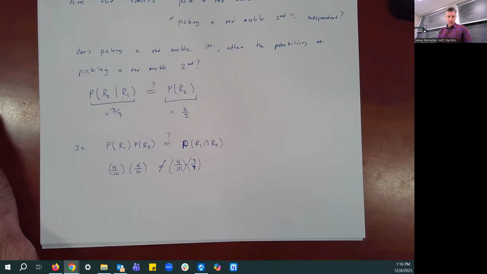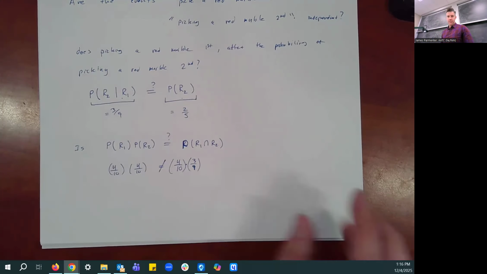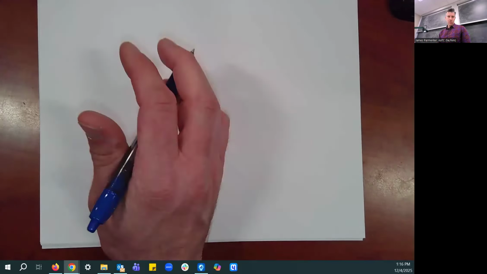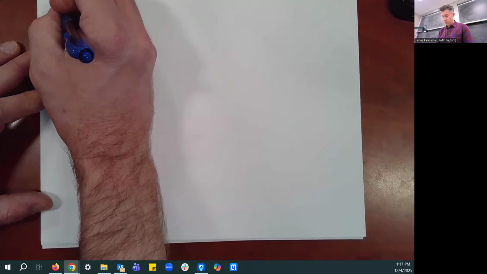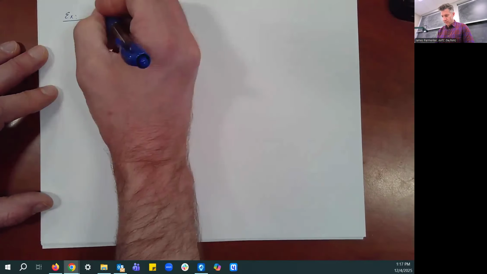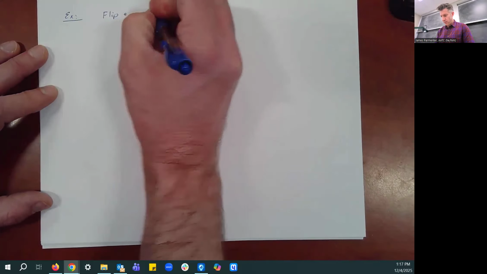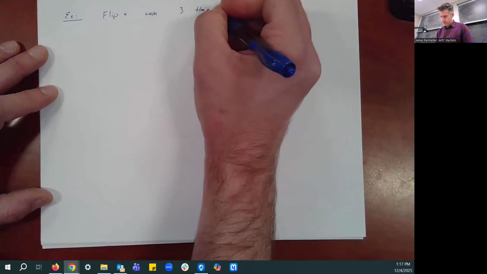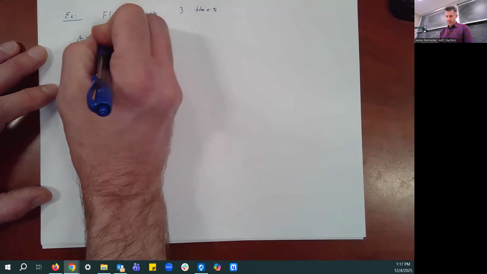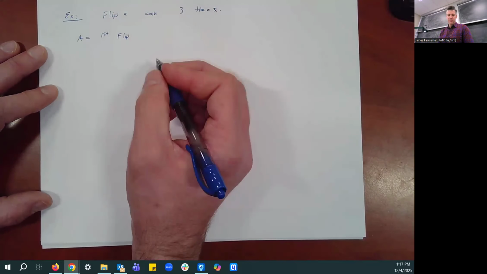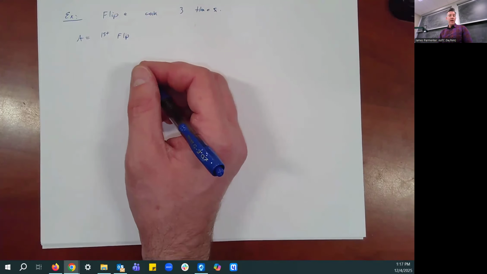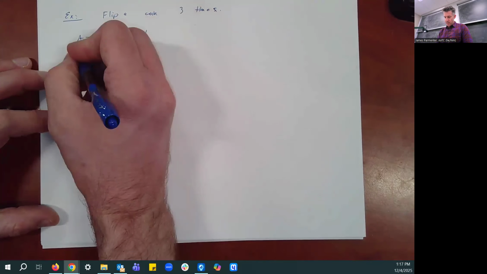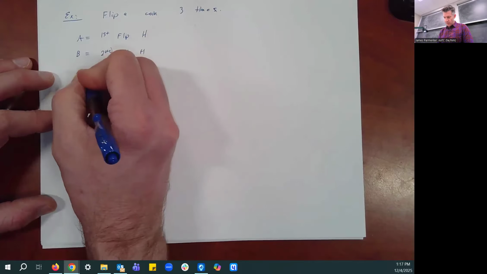Sure. Let's look at one more example. Let's see, flip a coin 3 times. We'll say that A is the first flip. Event A is the first flip. No, event A needs to be an outcome, not just the thing that's happening. So let's say that event A is the first flip is a heads. Event B is the second flip is a heads. And event C is the third flip is a heads.